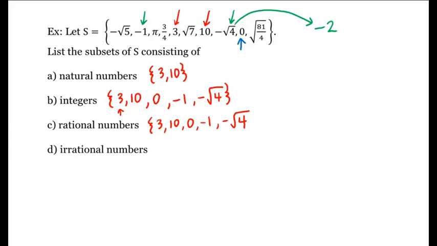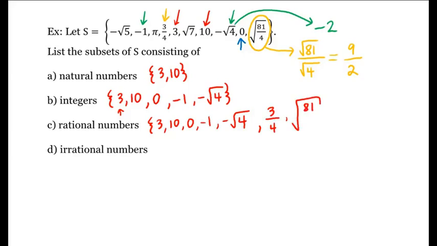Looking at S, we have this 3/4 here. That will be a rational number. But also look at this last number here. Again, because of this square root, it might be misleading. But really, this is the same as square root 81 divided by the square root of 4, which is equal to 9 divided by 2. So it is a rational number. So we'll add those two values to our list here: 3/4 and square root 81 over 4.